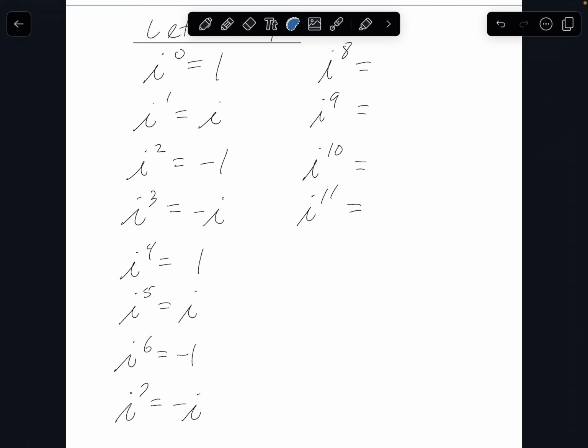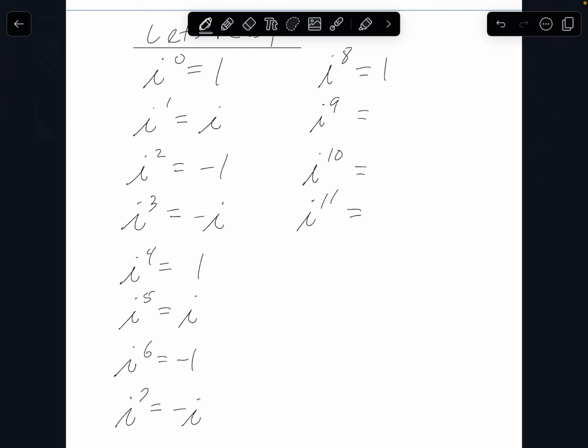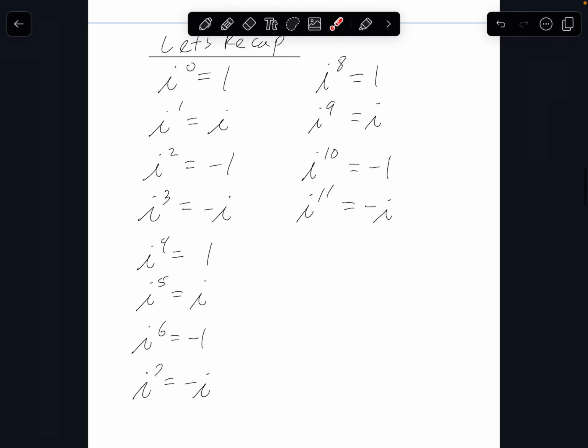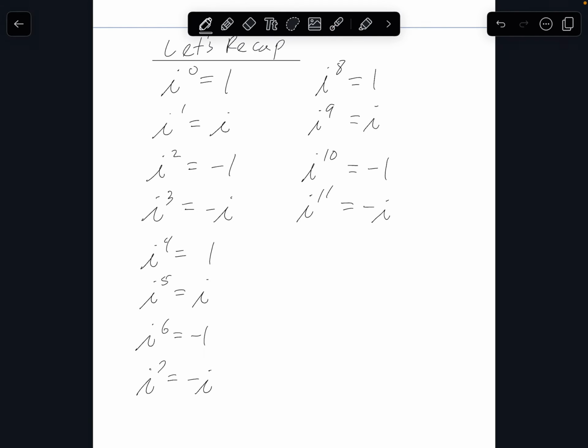Now, without doing any factoring, we can see that these 4 values are repeating every time we reach i being a multiple of 4. So that means i to the 8th power is equal to 1. Then i to the 9th is equal to i. Then negative 1, and then negative i, to get i to the 9th, 10th, and 11th power. So we're going to utilize this pattern in order to simplify any power of i that we encounter.